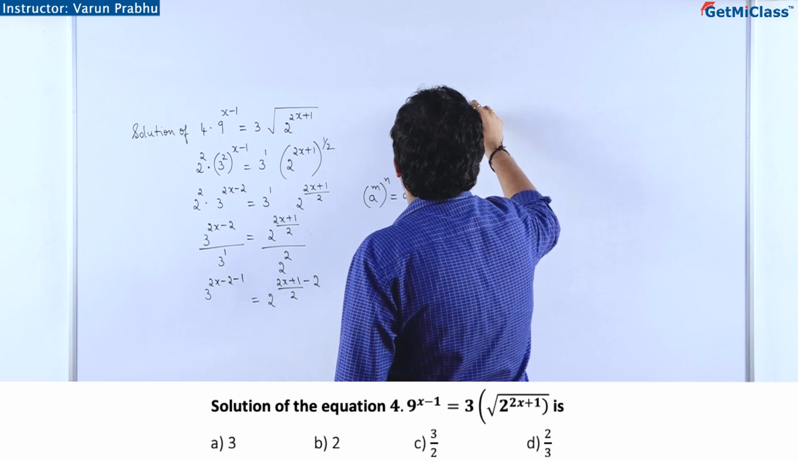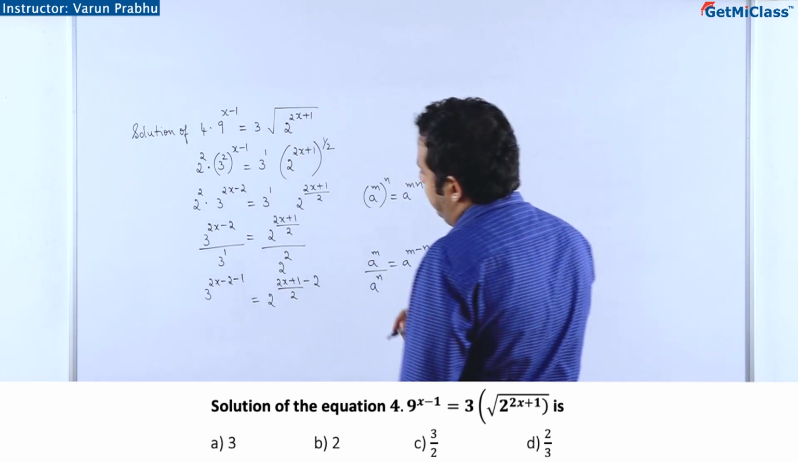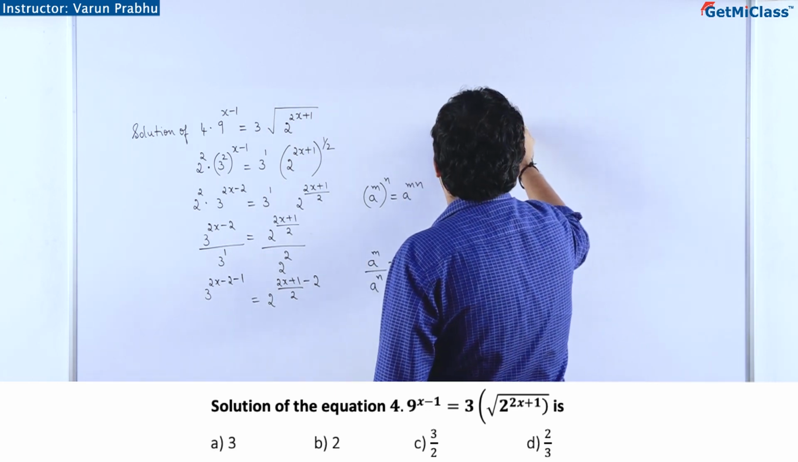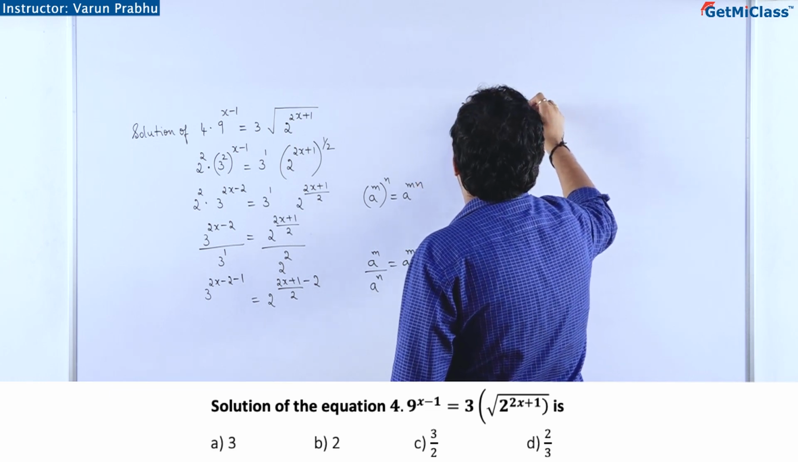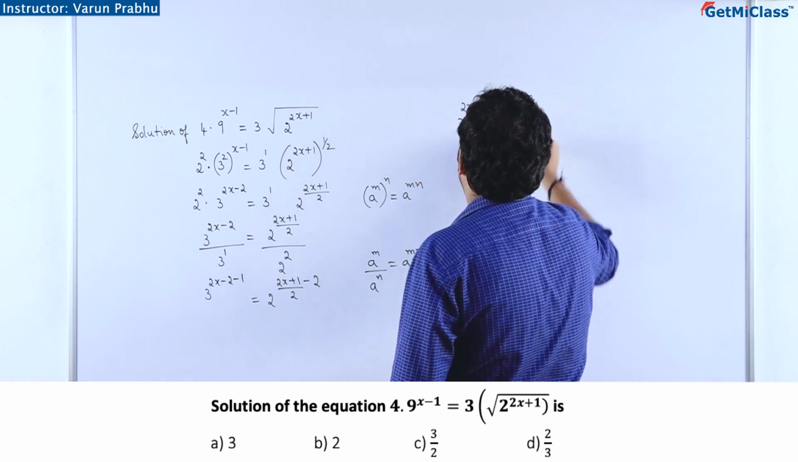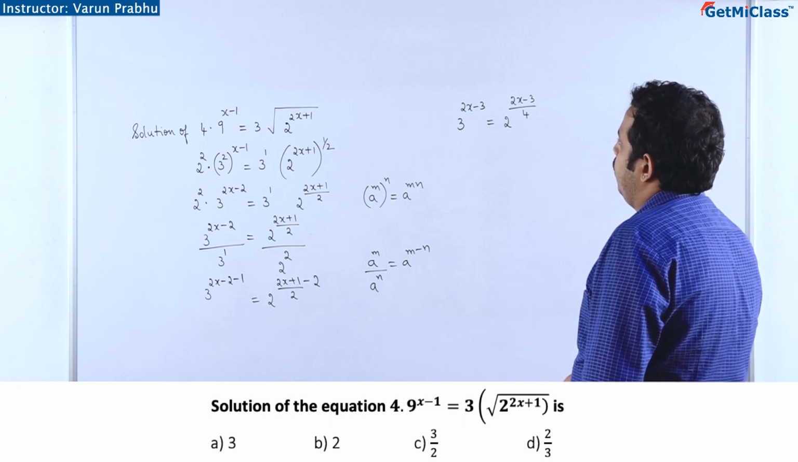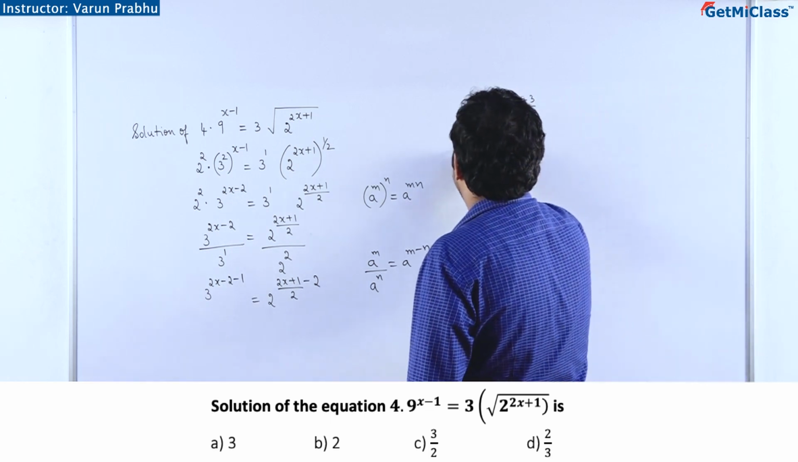3 to the power 2x minus 3, that is equal to 2 to the power (2x plus 1 minus 4) divided by 2. So 2x minus 3 divided by 4, correct or not? So what can we do? We can write like this, no?